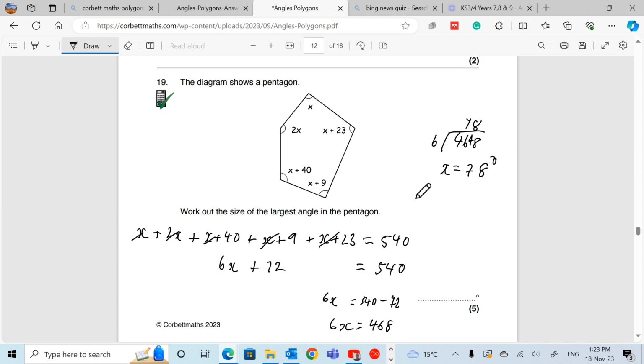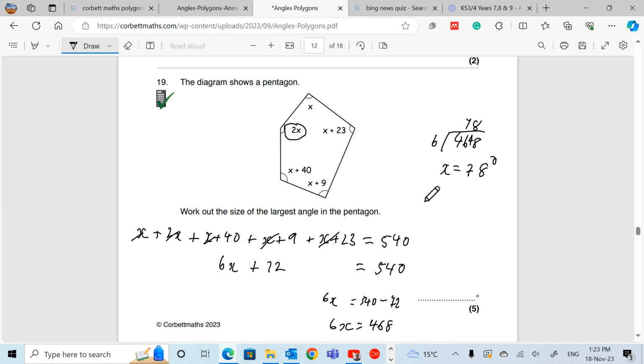Now, it says work out the size, though, of the largest angle in the pentagon. Well, the largest angle in the pentagon must be, what is it? Is it x plus 40 or x plus 23? Or 2x. I'm sorry, 2x is the largest angle. Here we go. The largest angle must be 2x.